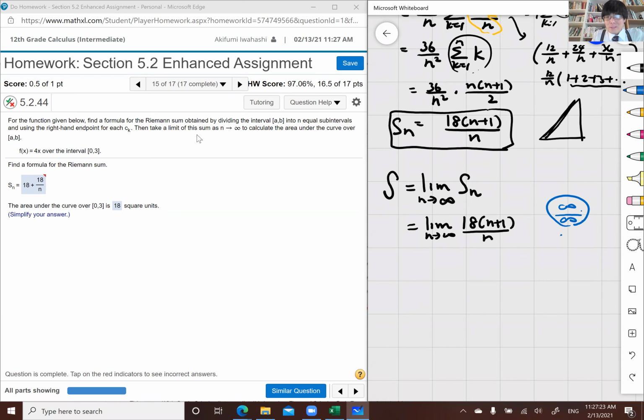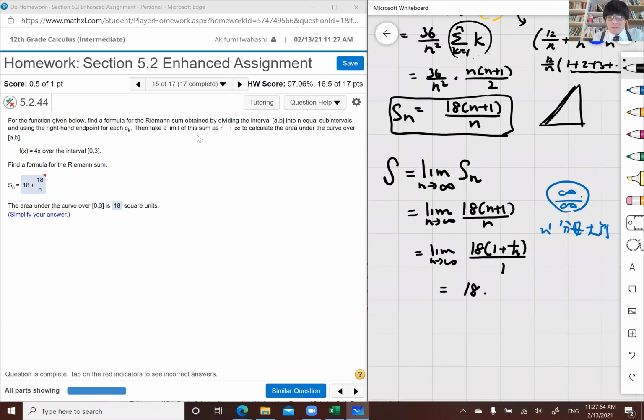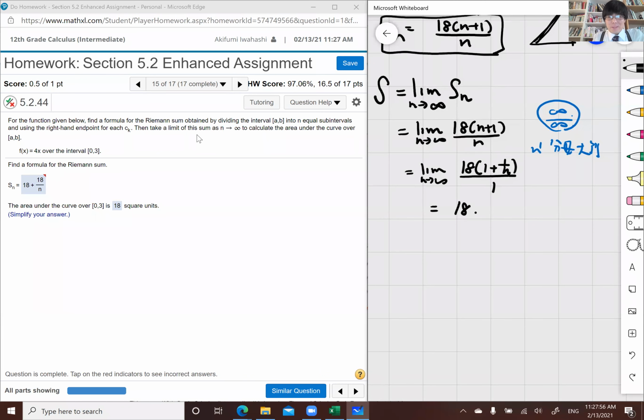So the thing to do is divide both top and bottom by the largest factor in the denominator, which is n to the power of 1. So divide top and bottom by n. The bottom becomes 1 and the top becomes 18 times (1 plus 1 over n). Now you can take the limit again. It's going to be 18 plus 0, so the limit is 18.